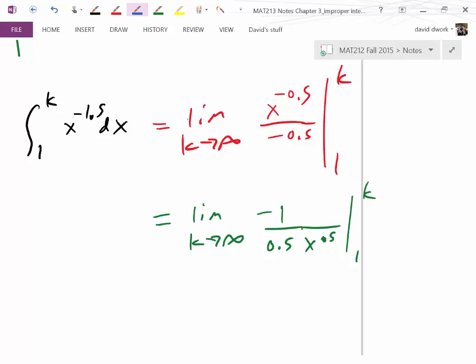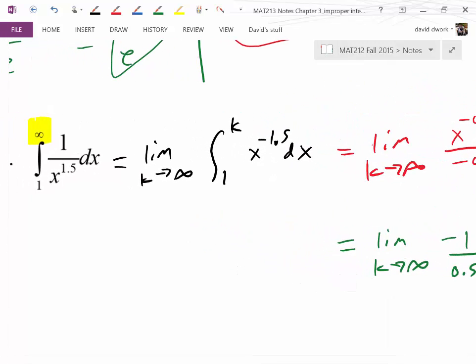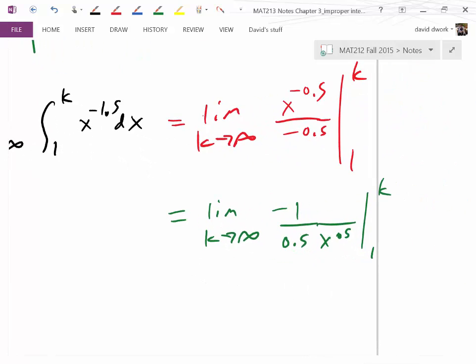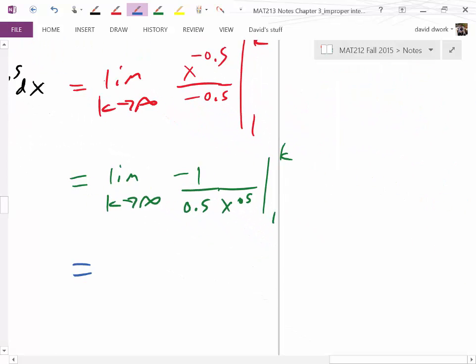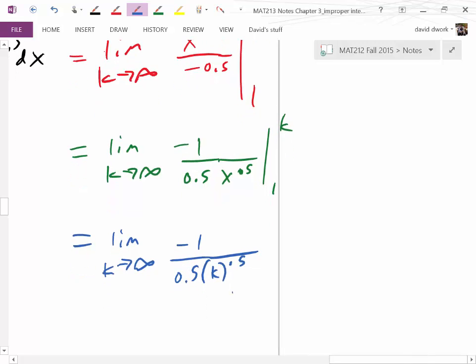And why is this amazing? Well, we've seen similar problems like this before where we said it was not converging, it was diverging. And you'll notice this is a different result. This is not what we've seen in the past. So we'll go ahead in here and substitute in. So we've got the limit as k approaches infinity of -1 over 0.5 times k to the 0.5, minus -1 over 0.5 times 1 to the 0.5.